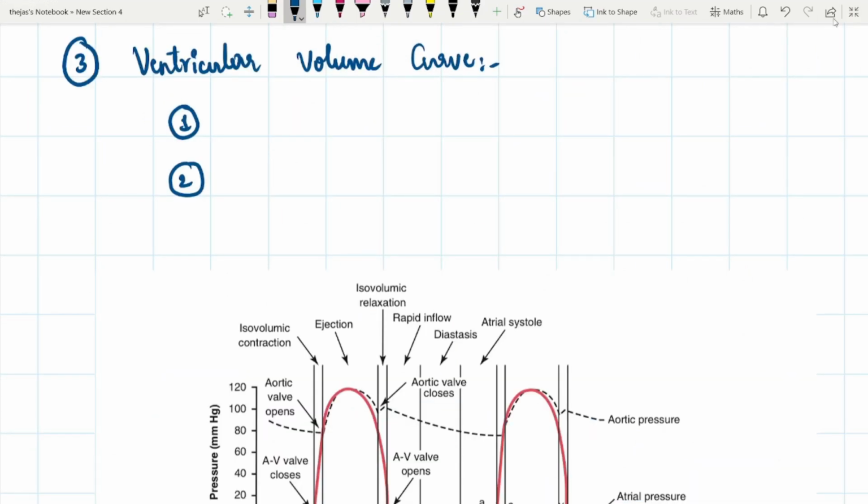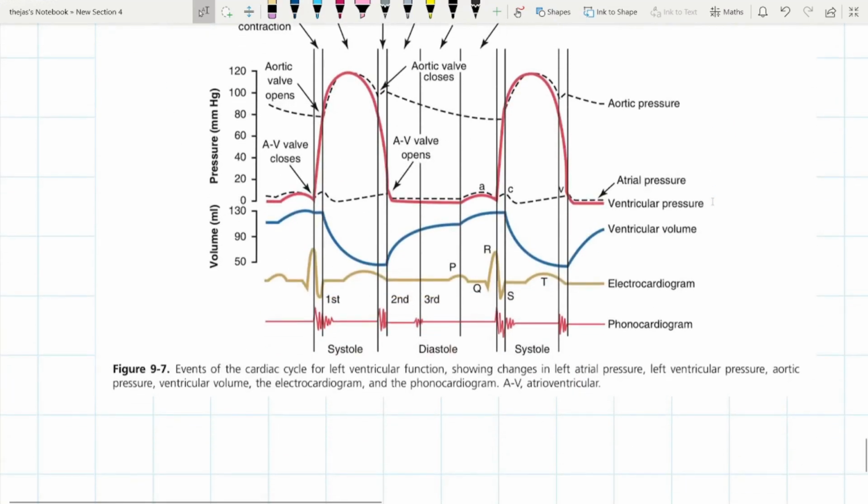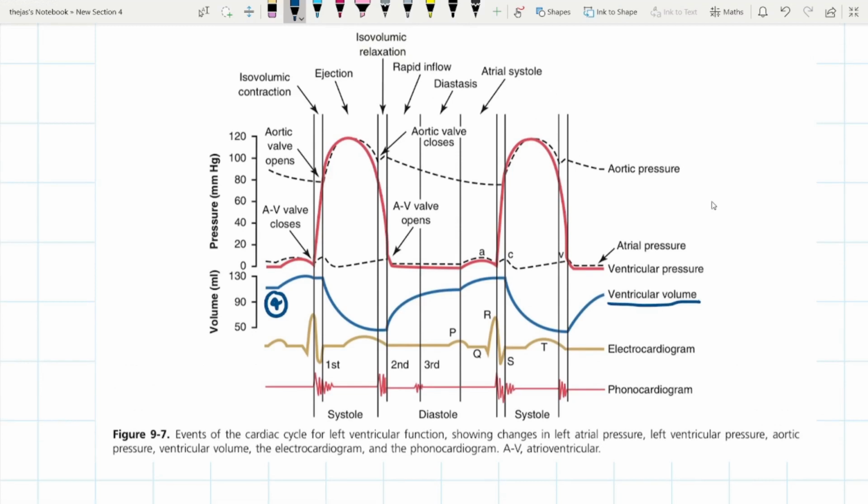Now let's discuss the ventricular volume curve. That is the fourth curve. See this curve, the fourth curve, that is the ventricular volume curve. So consider this point. See, this is ventricular diastole, right? This whole duration is ventricular diastole.